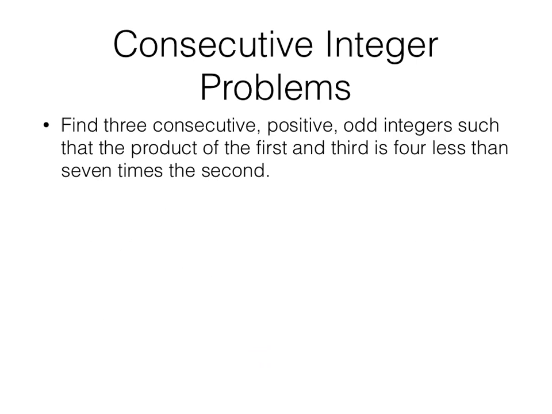Let's read. Find three consecutive integers that are positive and odd, such that the product of the first and third is 4 less than 7 times the second. So let's start with naming our integers. Our smallest one is indeed going to be x, so let's start with that. X is going to represent the first integer.